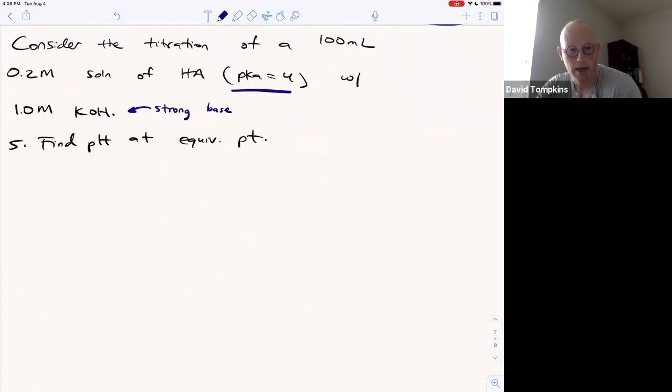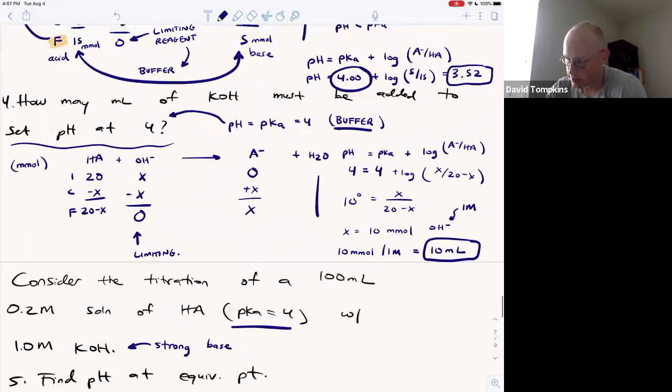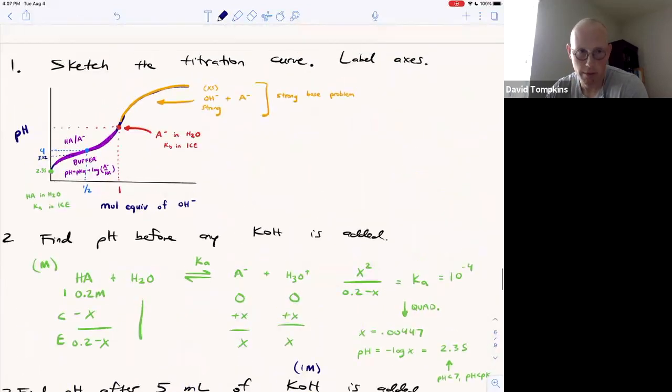Okay, so let me remind you where we left off last time. We were considering the titration of a 100 ml solution of an aqueous weak acid, HA, that had one pKa, or it was monoprotic. We titrated it with a strong base, potassium hydroxide, and we solved for the initial pH before hydroxide. We also solved some buffer problems, and we sketched out this titration curve, if you remember.